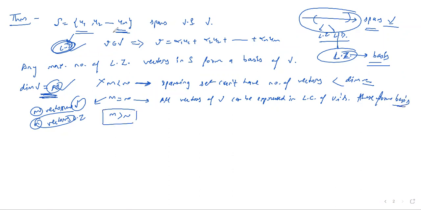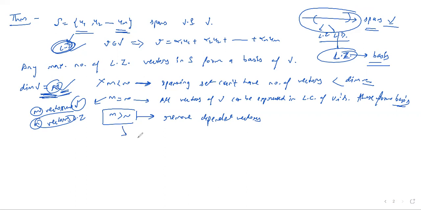And we have another case when m is greater than n, when the number of vectors in the spanning set is greater than the number of linearly independent vectors. In this case what we do is we just remove all those dependent vectors. As I have said, I have this set which has some linearly independent vectors and some linearly dependent vectors, then we just take out all the vectors which are linearly independent, and as our dimension is n, we will have a maximum of n linearly independent vectors.